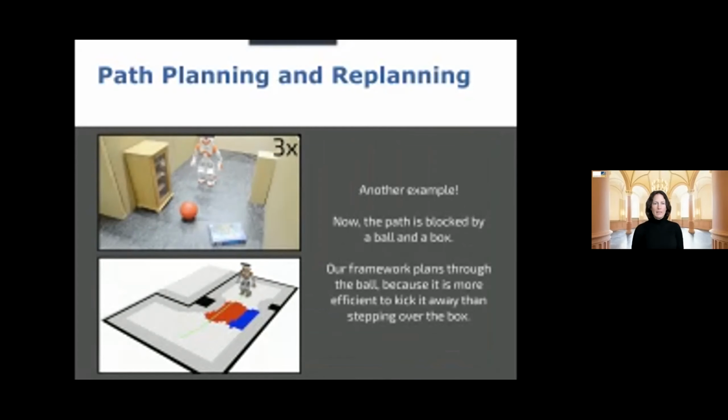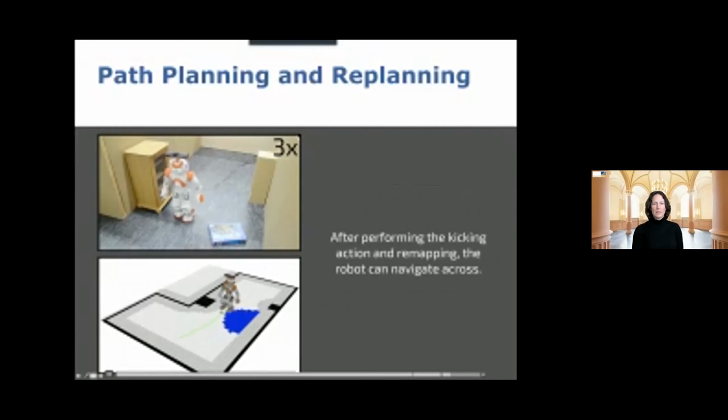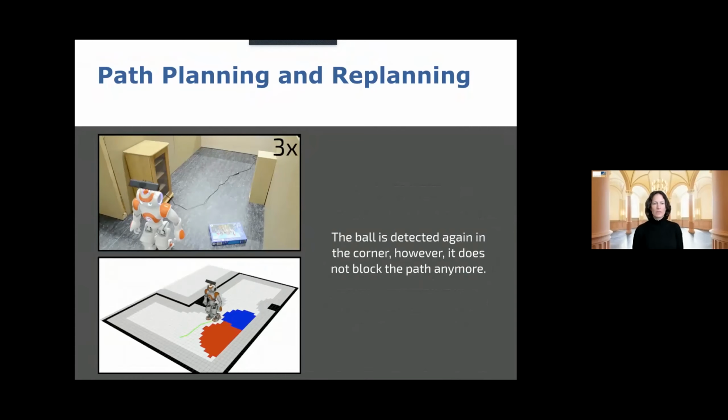Now we see a second scene here. The robot has mapped this ball and this, what is it? I don't know. And here it's like a box, and here it appeared cheaper for the robot to push away the ball, then stepping over the box. And as you see, the robot is able to reach its goal location.